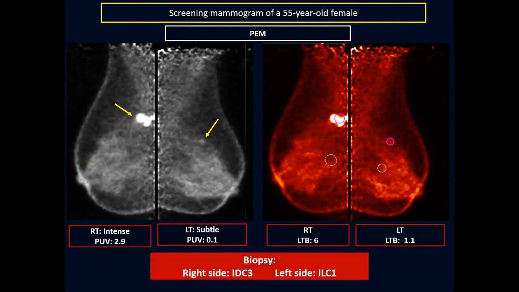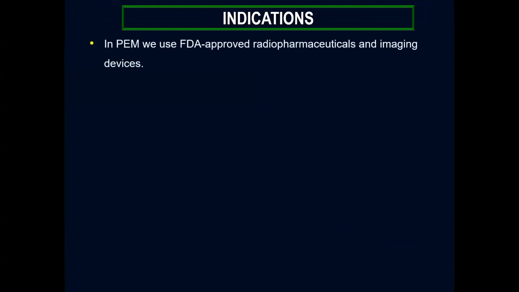Biopsy from both sides was performed, and the right-sided lesion was an invasive duct carcinoma grade 3, while the left-sided lesion was an invasive lobular carcinoma, and that's why we find a great difference in the contrast uptake between both lesions. In PEM, we use FDA-approved radiopharmaceuticals and imaging devices.